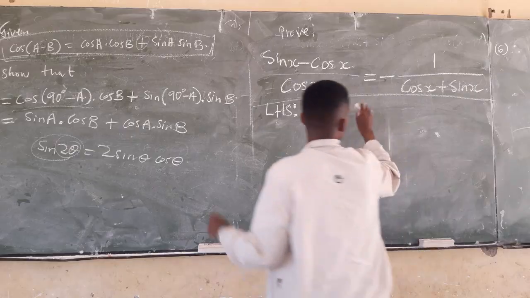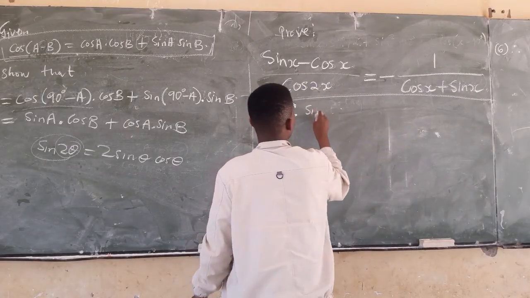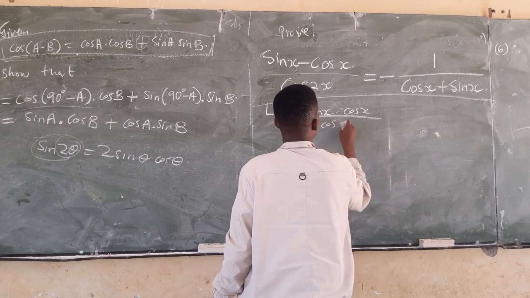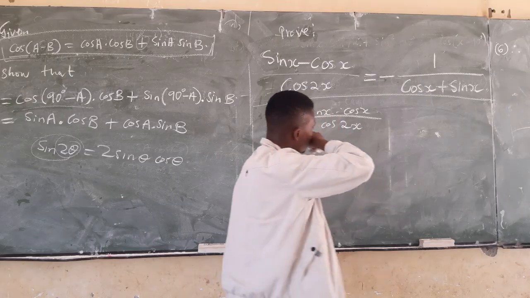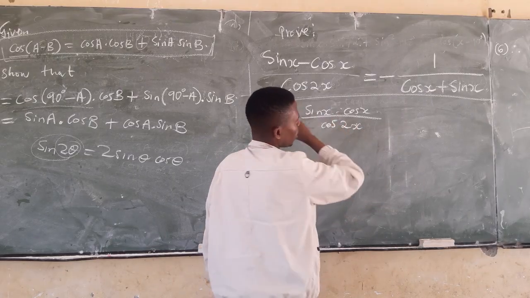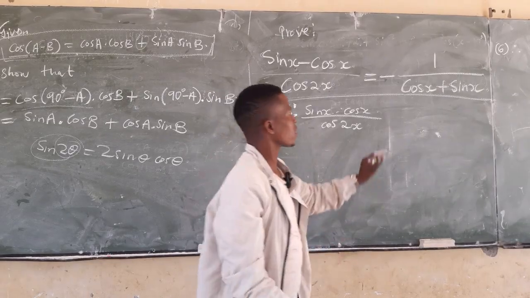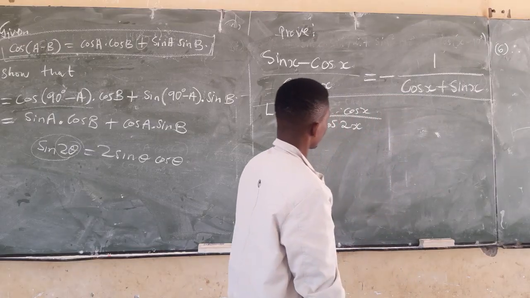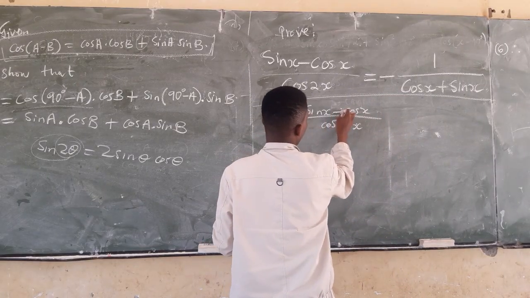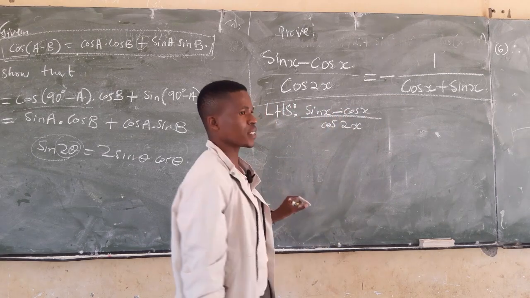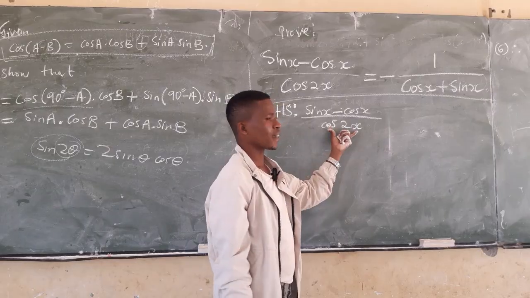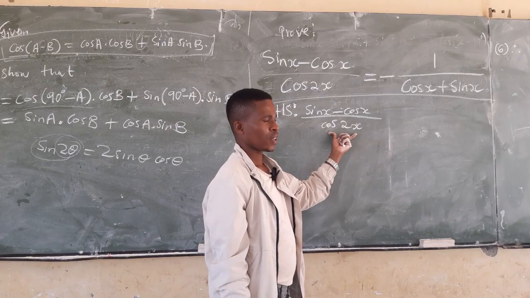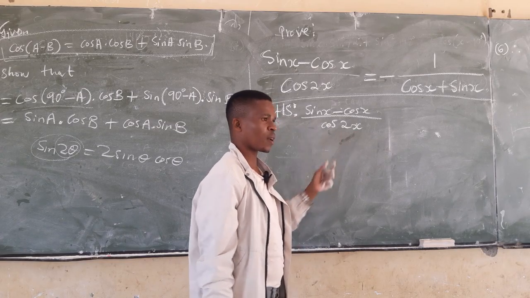Right, we pick the left hand side, we copy it again. Let's compare sine of x minus cos of x over cos of 2x. We must end up at cos and sine. Now let's see what we can do. Obviously this is a double angle. We must get rid of this double angle.